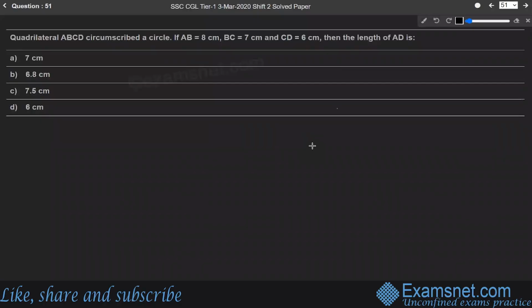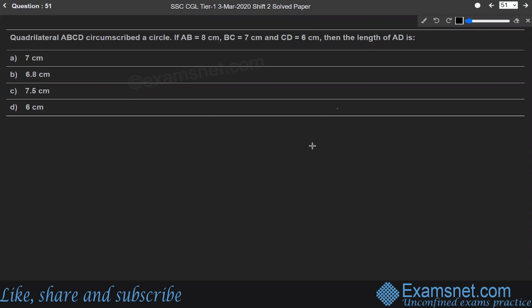Now comes the section of mathematics. In this section, we have 25 questions of mathematics, and the first question is question number 51. Quadrilateral ABCD circumscribed a circle. If AB is equal to 8 centimeter, BC is equal to 7 centimeter, and CD is equal to 6 centimeter, then the length of AD is.